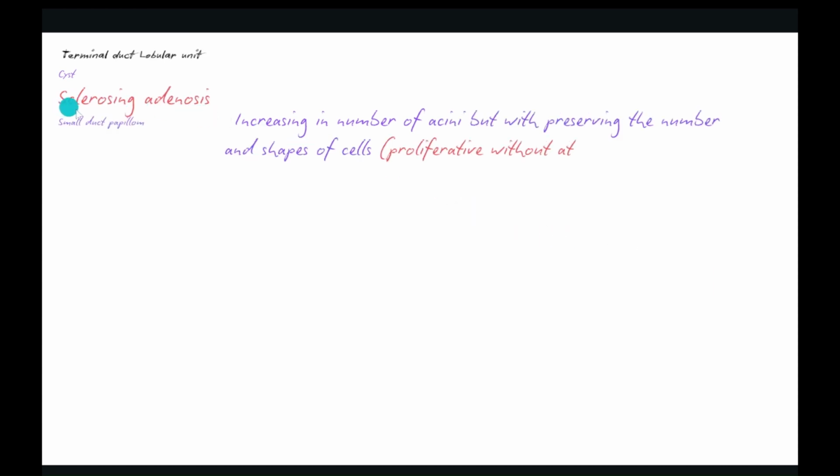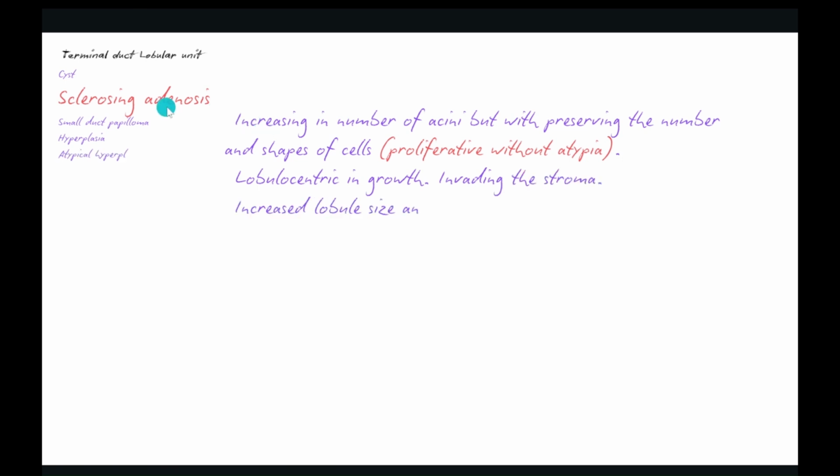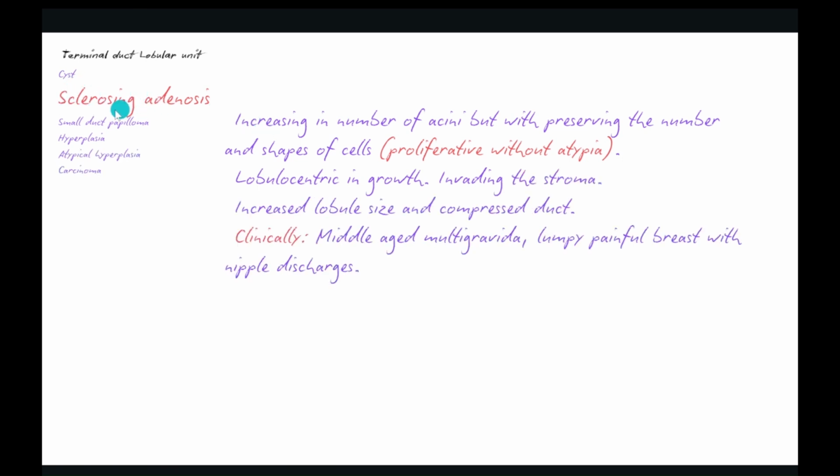The second disease which we will talk about is sclerosing adenosis, and it is from its name. Sclerosing means fibrosis or hard tissue, and adenosis means an increase in the number of glands. So here the glands, we have it here, are the acini of the breast, which are in the terminal ductal unit, but with preserving the number and shapes of cells, so it will be proliferative without atypia. Clinically, the patient will be middle-aged, multigravida.